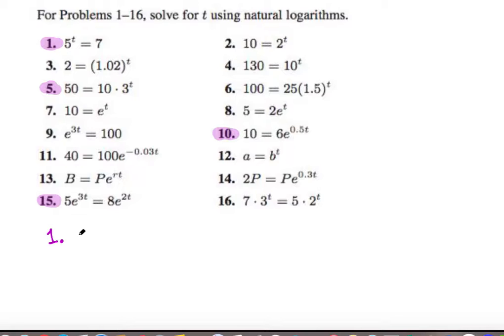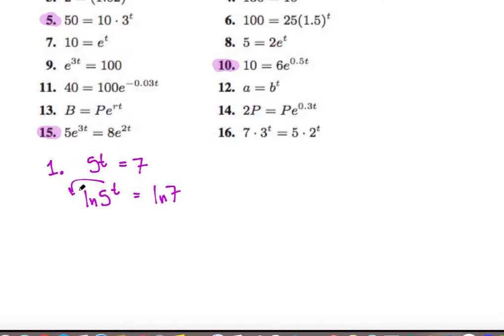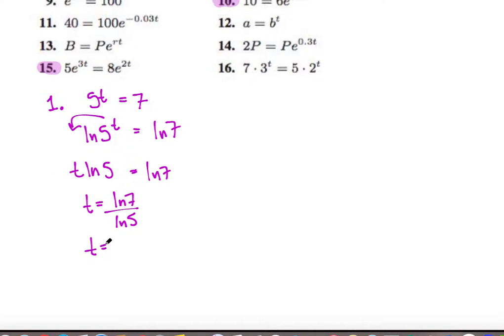So question number 1, we have 5 raised to the t equals 7. To use natural log, we'll take the natural log of both sides. So I'll have ln of 5 to the t equals ln of 7. Then I'll take this t and bring it down as a coefficient. So I'll have t ln of 5, no longer 5 to the t, just ln of 5, equals ln of 7, and then I'll divide both sides by ln of 5. So I'll have t equals ln of 7 divided by ln of 5. So we take this, plug it into our calculator, and we find that t will be equal to 1.209.